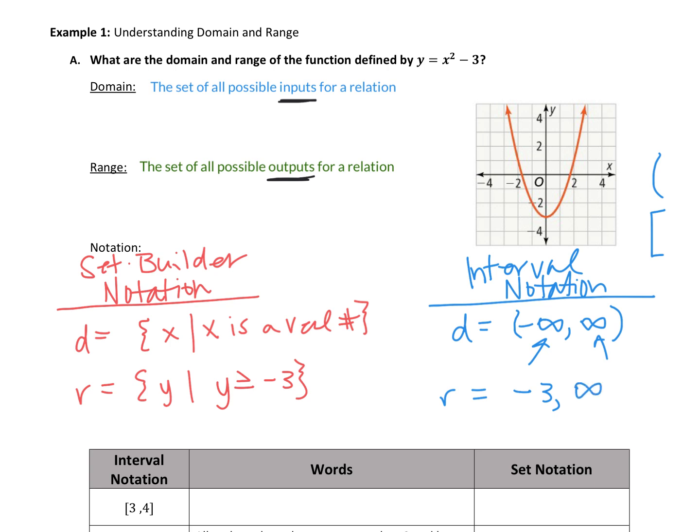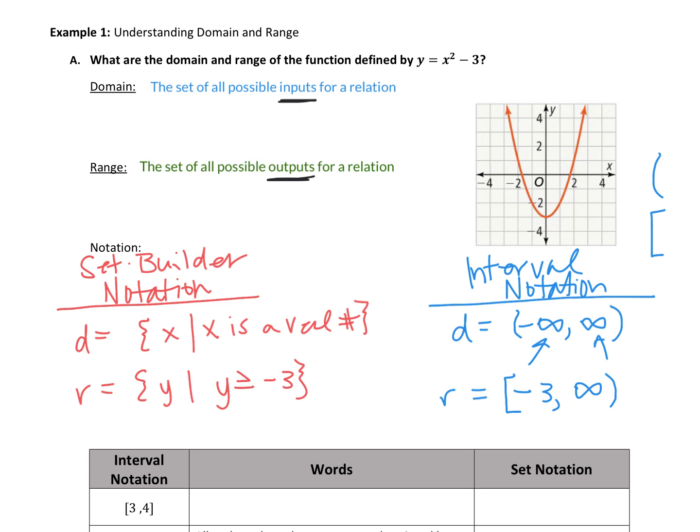Okay, so can we ever touch infinity? No. So we're going to put a parenthesis on that because we don't equal the infinity. But do you see how we did equal greater than or equal to -3? That's where the bracket comes in. We're going to put a bracket on that side with the -3. So our range goes from -3 all the way to infinity, but our range does include that -3.